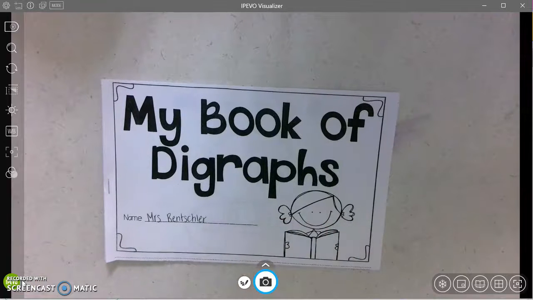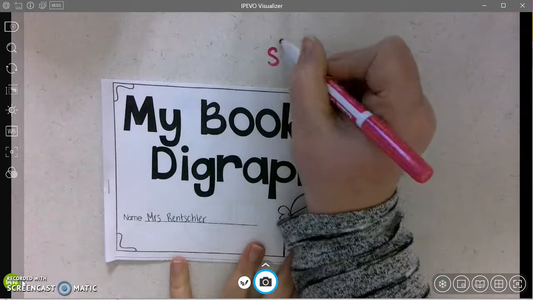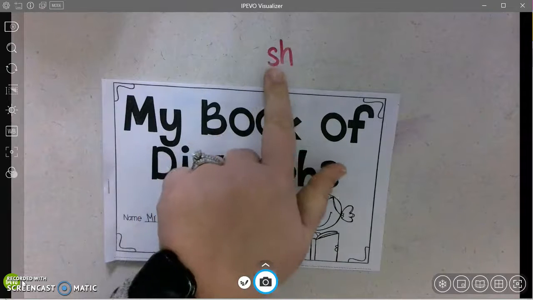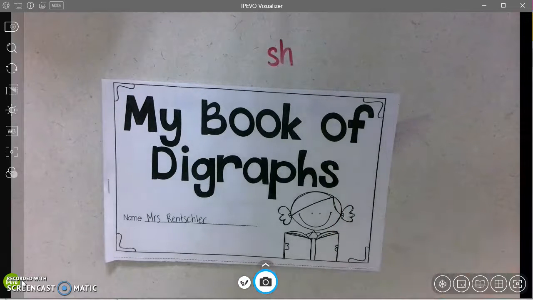Today we're looking at your digraph book once again. Today we are looking at the digraph SH. Normally S says shh. No, it doesn't. Normally S says s, like a snake slithering through, and H says h, like we've just been running and we're out of breath. But when S and H are together, they say shh, like we're in a library and we have to tell the person next to us, shh, remember we're in a library, shh.